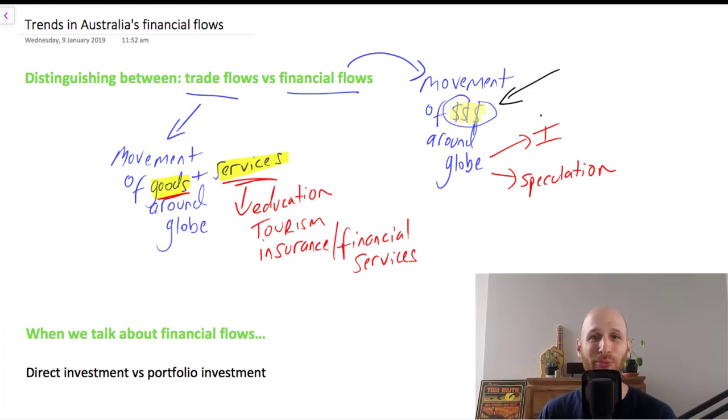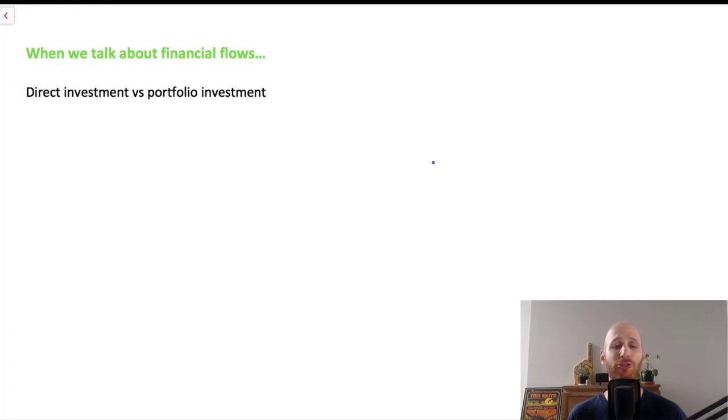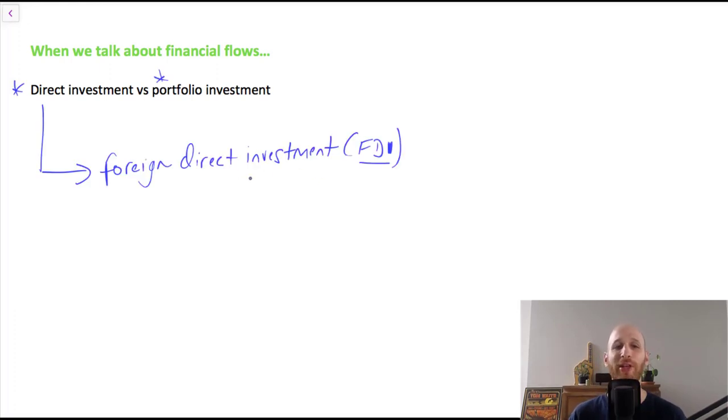And if we're looking at that movement of money, money might be moving to invest in particular projects. It might be moving for speculation to make that short-term quick profit. For investors, when we talk about financial flows, it's very important to distinguish between two separate types of investment. There is what's called direct investment or foreign direct investment, and portfolio investment. So foreign direct investment, FDI, is a particular type of financial flow. Remember, that's what we're talking about in this section.